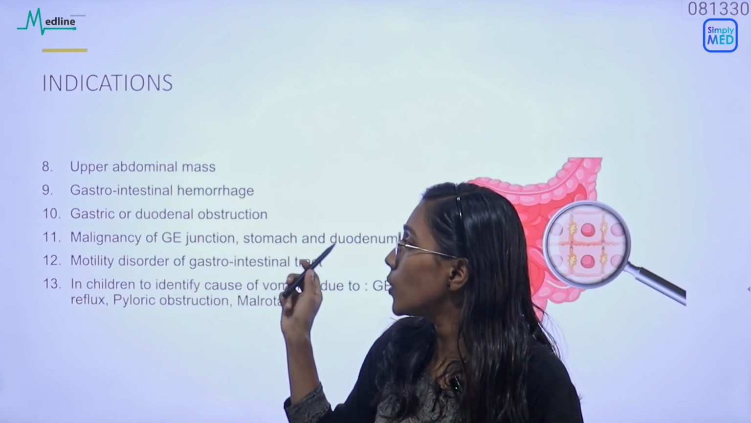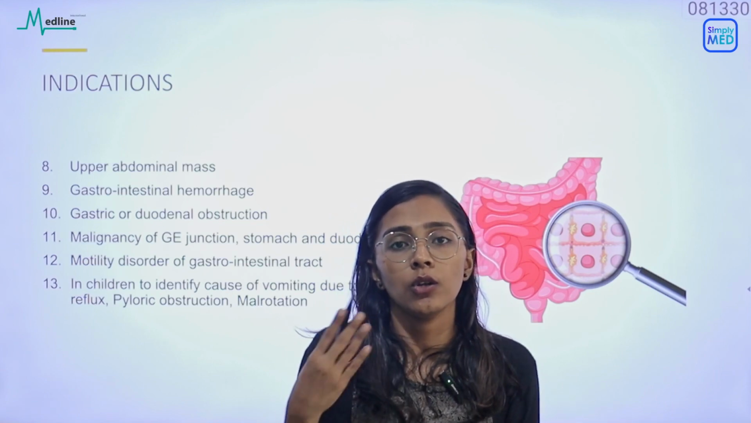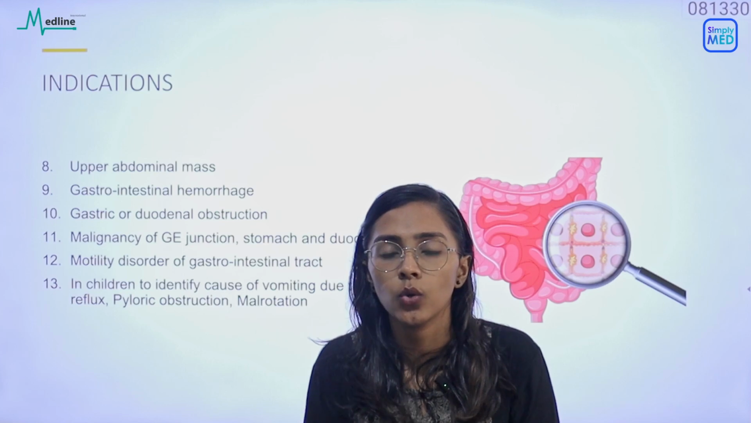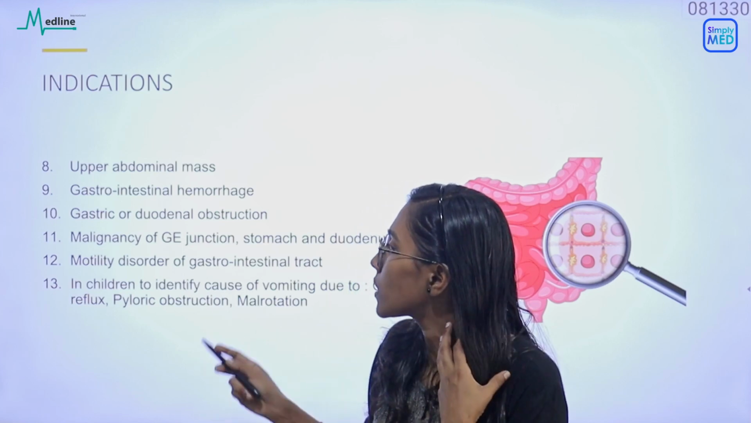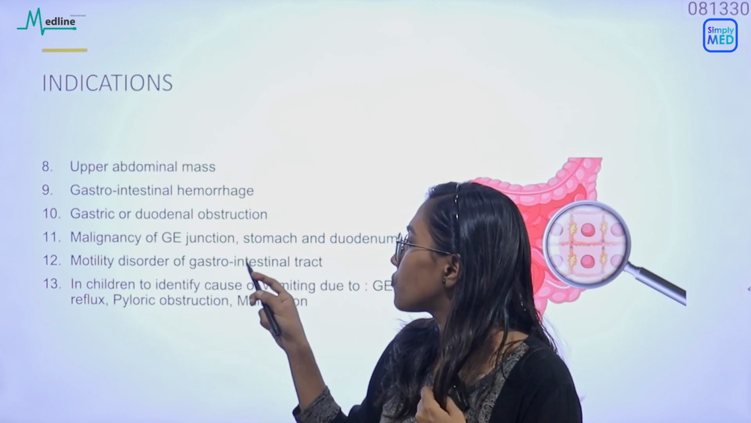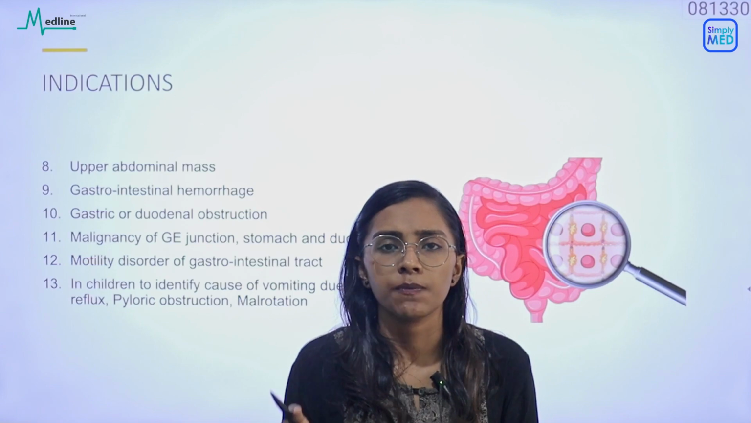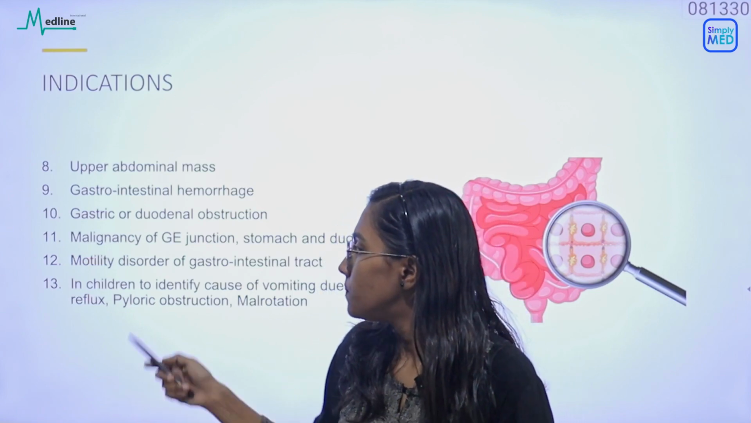Then gastric or duodenal obstruction. If any obstruction is present, or in a suspected case, in order to look for any obstruction, we can do a barium meal and find out if there is any obstruction present or not. Then malignancy of the gastroesophageal junction, stomach, duodenum. In case of any suspected malignancy of any part of the GIT, we can go for a barium meal.